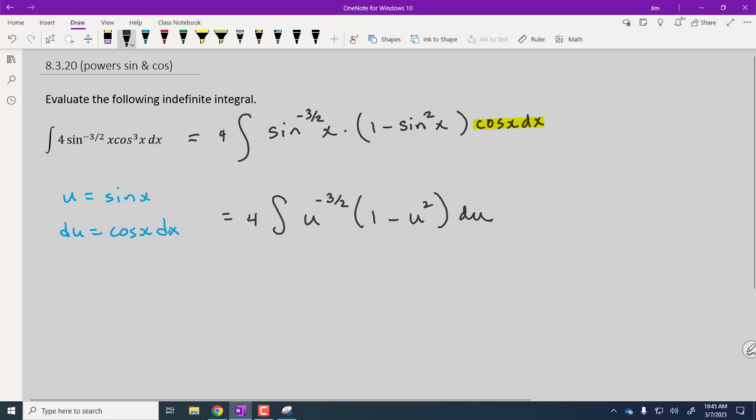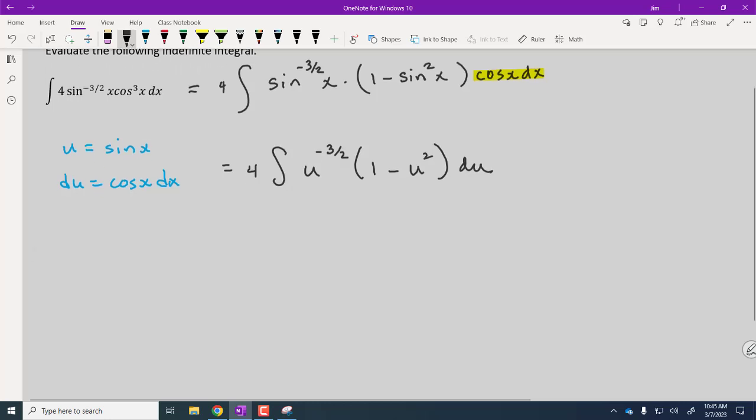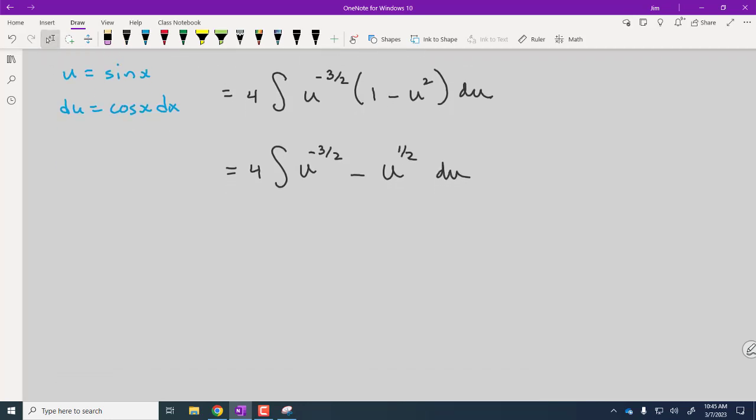And what's our strategy now? We're going to multiply that across. We'll distribute it so that we can have a couple of powers and integrate those powers independently. So what is going to be the power on the second term? U to the positive 1/2. Because we add the exponents when we're multiplying powers with the same base, so negative 1/2 plus 2 is positive 1/2. And then we can integrate this term by term using the power rule.